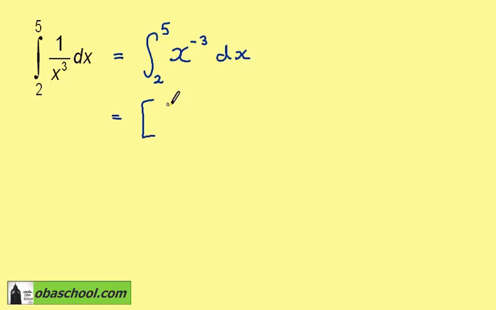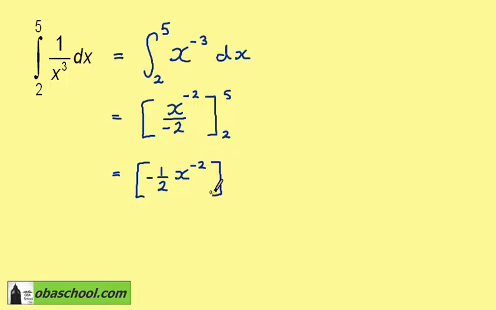Use our squared brackets, increase the power by 1, divide by the new power, and the closing squared bracket carries the limit. We can now simplify this expression. We're dividing by minus 2, so we could write that as multiplying by minus a half, x to the minus 2 from 2 to 5.